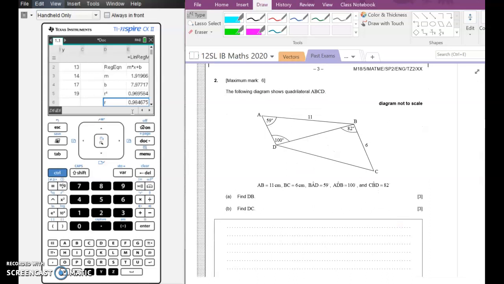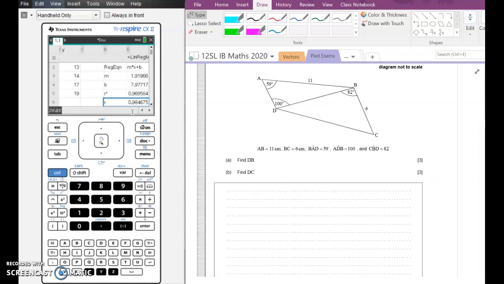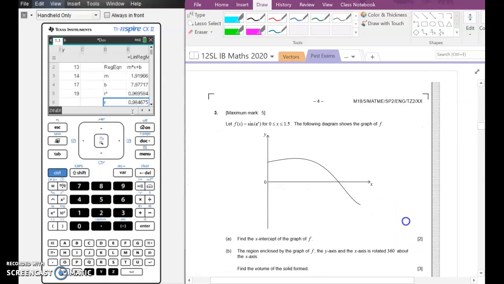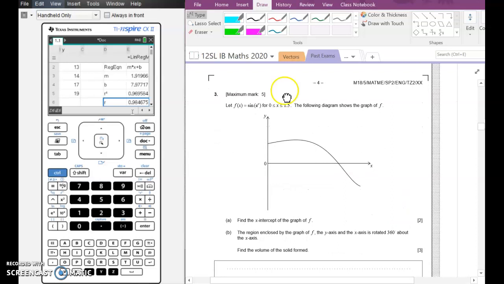Question 2 is straightforward. You're using your sine and cos rule respectively to solve for part A and part B. Question 3, the only trick would be to make sure you're in radians in your graph section of your calculator. You'd use your calculator to analyze your x-intercept, which you should get 1.14.